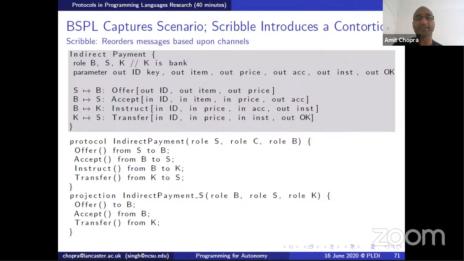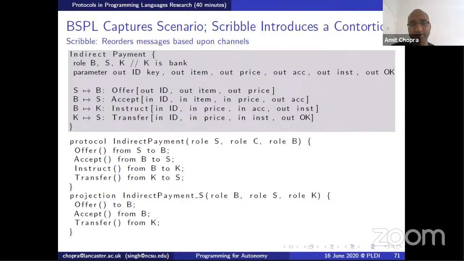So in BSPL, what you would say is, the seller sends an offer to the buyer. To send an accept, the buyer must have seen the offer because it needs the ID and item, but it can send an accept then. And if it knows the ID, price, and if it sent an accept, it can also send an instruct to the bank. And when the bank receives the instruction, which brings it knowledge of this parameter of the binding of instance, it can send a transfer. So again, the main point is that the reception of accept and transfer, both of which are received by the seller, is not constrained by BSPL.